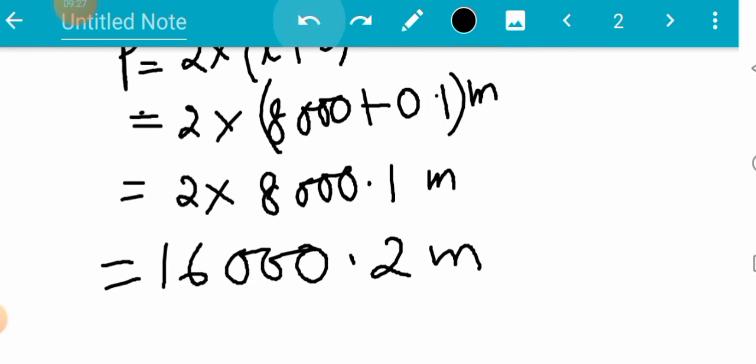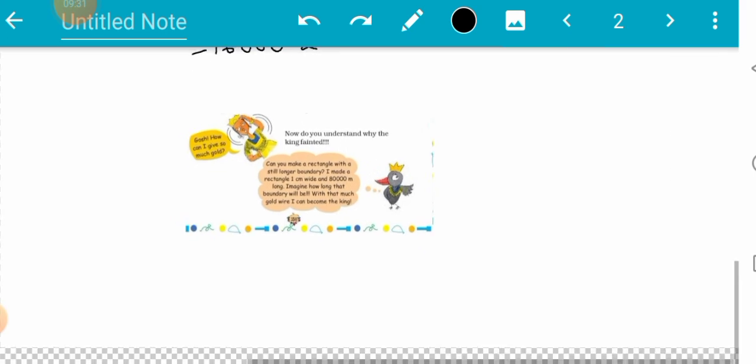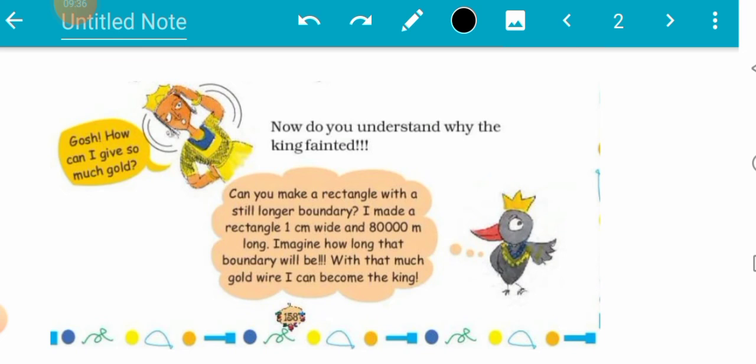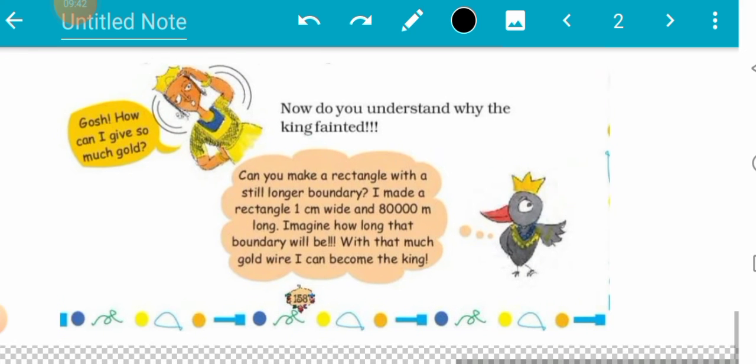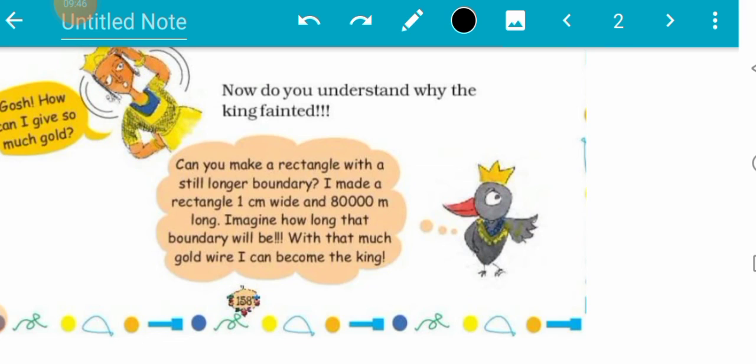Now the king has to give to Anar as he has promised. So see the condition of the king now. Gosh, how can I give so much gold? So now do you understand why the king fainted? Yes, the length of the gold wire became so long.